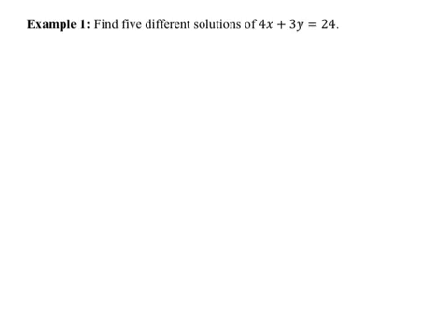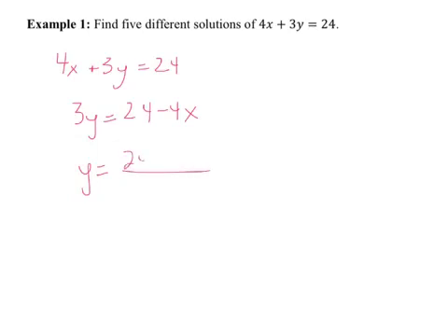But first, we're going to notice that we have an open sentence written in the form of ax plus by equals c. It may be useful to solve this for y first. So let's go ahead and do that. Now, you might say, why would I solve for the variable y here? Well, we'll show you in a minute. If we move the 4x over and we have 3y equals 24 minus 4x, and then divide by 3, we get y equals 24 minus 4x all over 3.